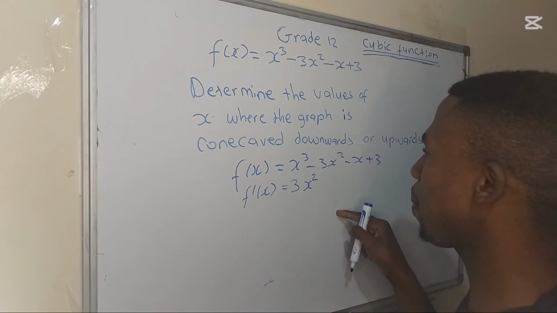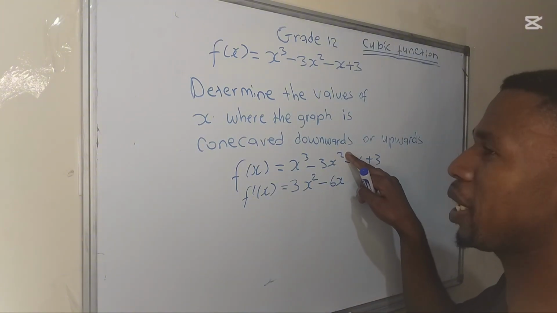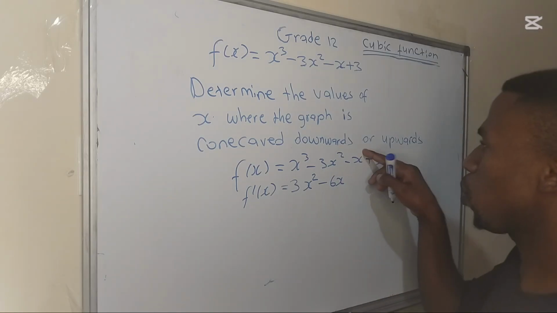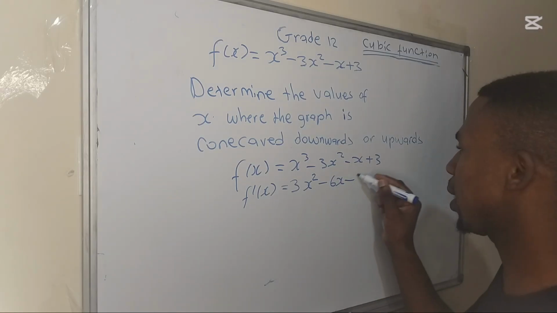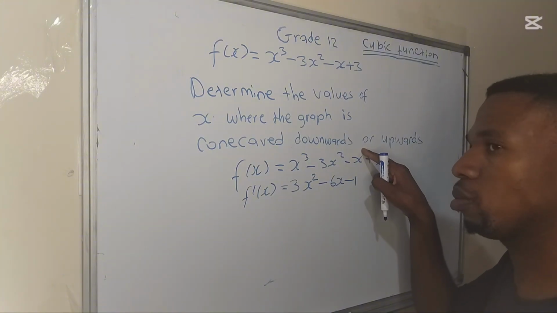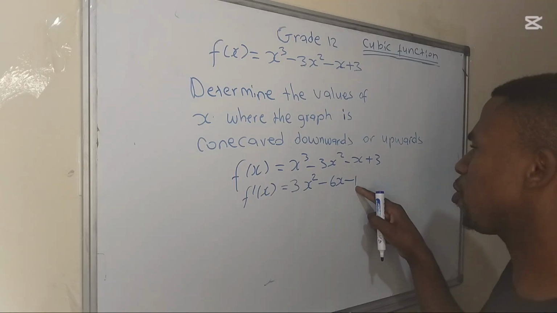Then 2 multiplied by minus 3 is minus 6. Then put your x, subtract 1 from this exponent. 2 minus 1 is equal to 1, so we have an invisible 1. Then 1 multiplied by minus 1 is minus 1. Then subtract 1 from the exponent: 1 minus 1 is equal to 0. Anything to the power 0 is equal to 1. So here we have our 1.